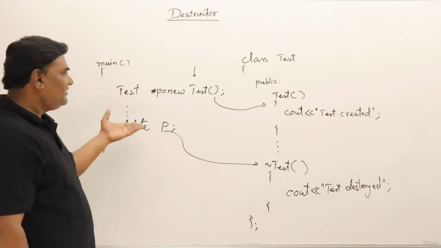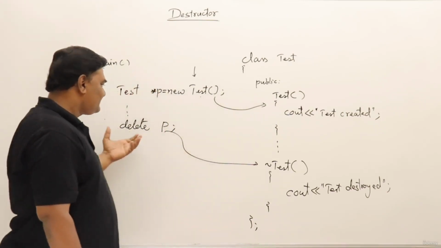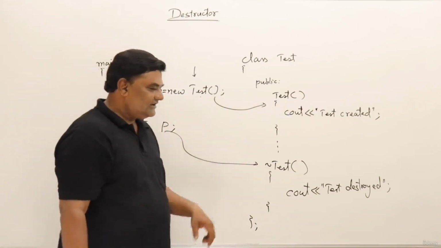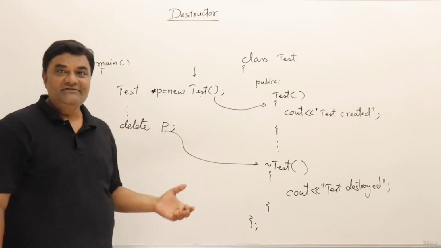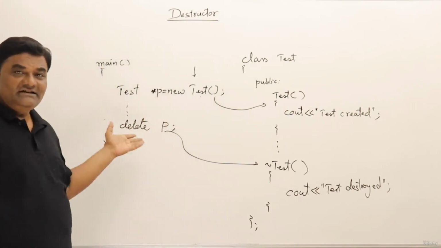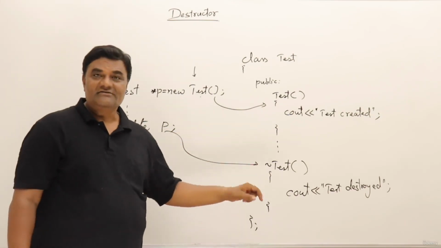So constructor is called when an object is created, and the destructor is called when the object is destroyed. If an object is created dynamically, then it should also be deleted when not required. So when you say delete, then this destructor function will be called.